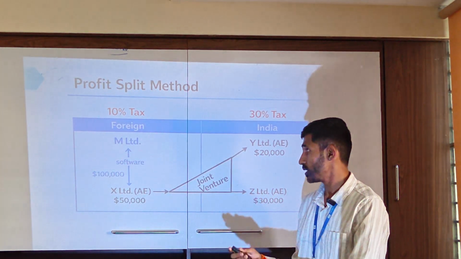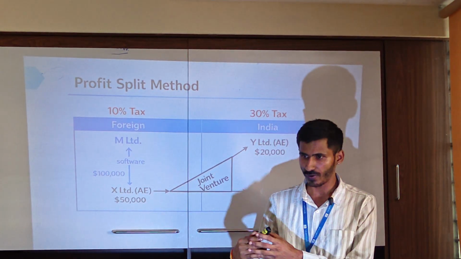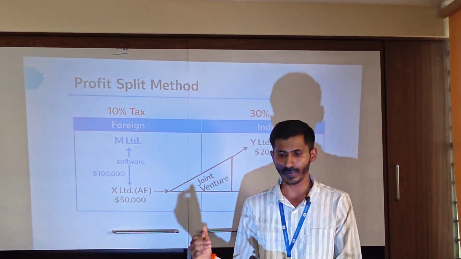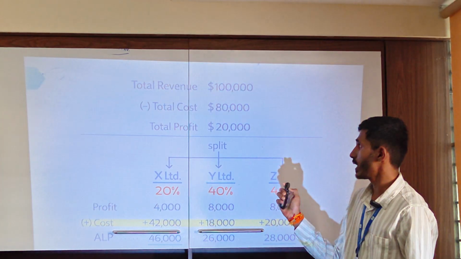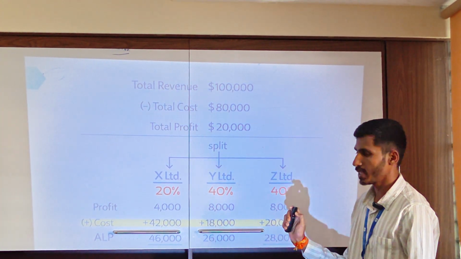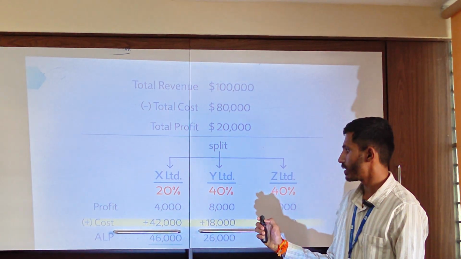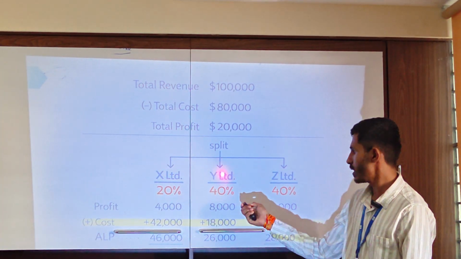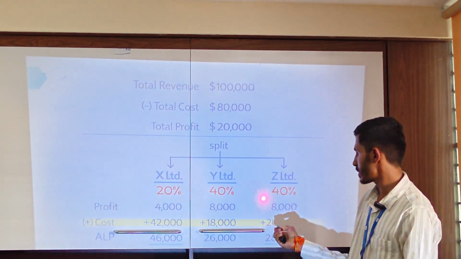In this method the order will be: first we calculate the profit, then split it, and then add back the cost. Then we come to the arm's length price. So the total revenue is $1 lakh, the cost incurred is $80,000, and the total profit is $20,000. Next, we will split the profit in 2:4:4, because one entity has assigned 2 engineers and the others 4 each. So we have the ratio of 20%, 40% and 40%.